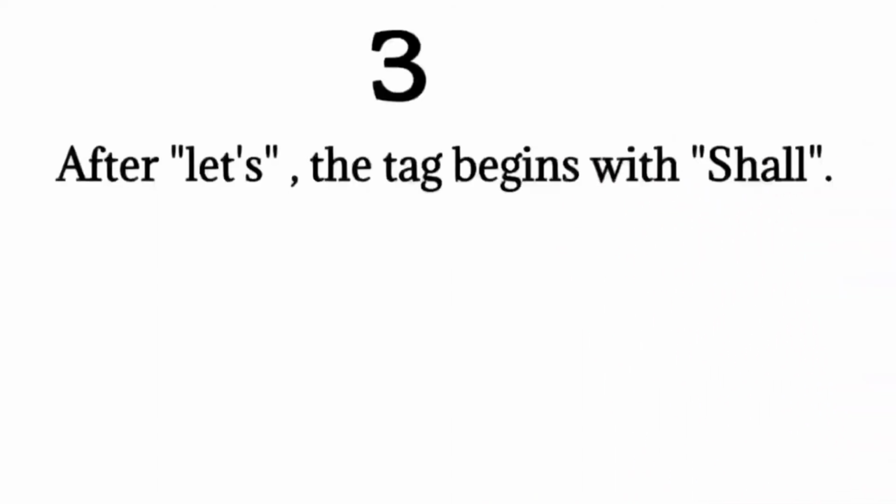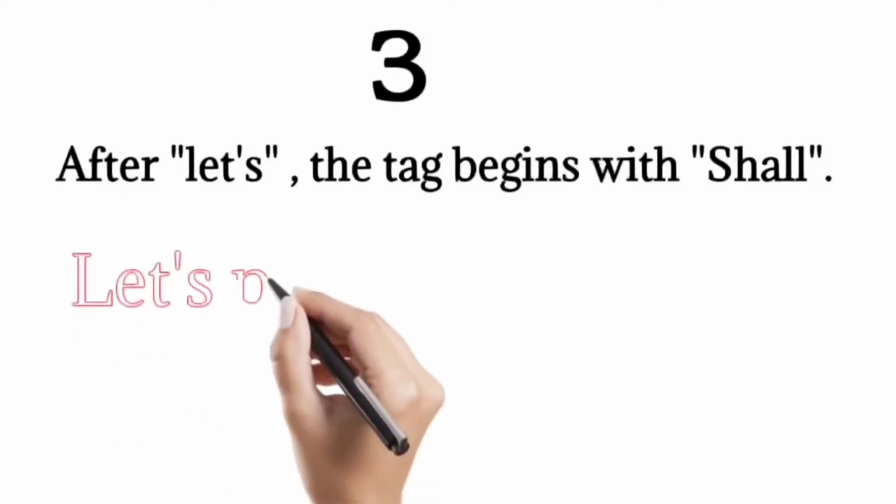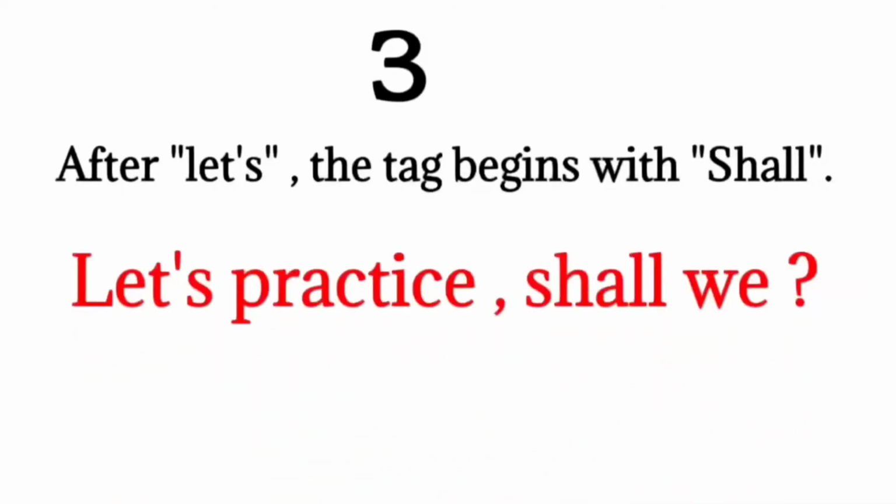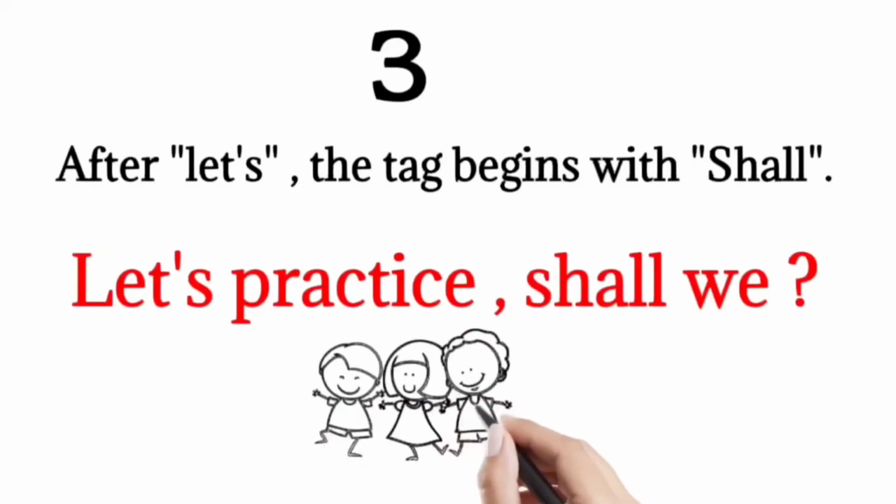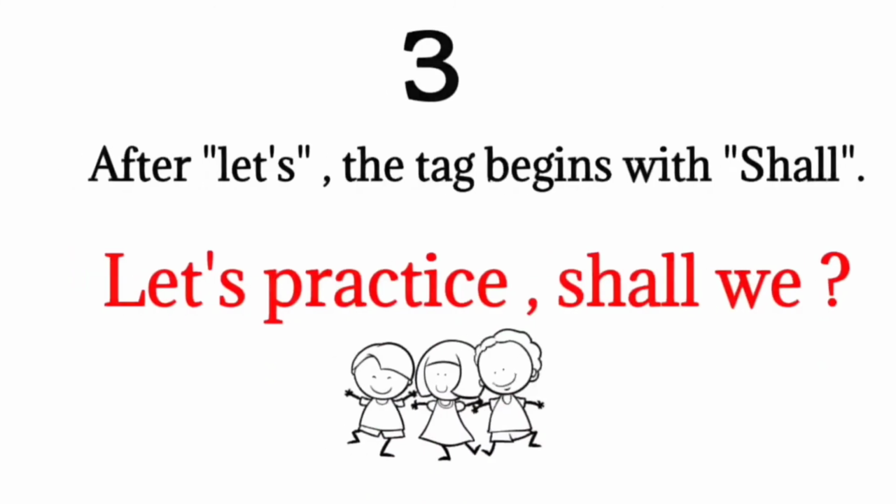Third one is, after let's, the tag begins with shall. If the sentence starts with let's do, let's practice, something like that, then the tag will begin with shall. Let's see a few examples. Let's practice. Shall we? Let's do this homework. Shall we? Let's means shall.